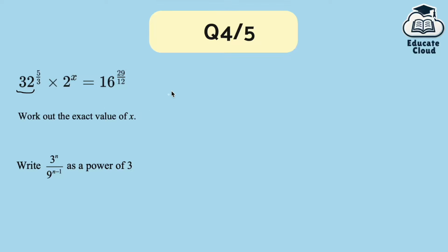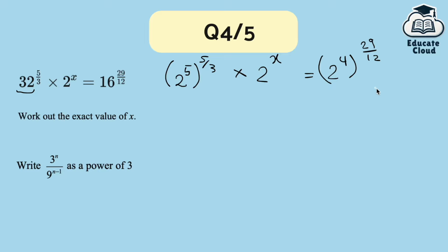So 32, that's going to be 2 to the power of 5. So 2 to the power of 5 is 32. I'm going to write all of these as powers of 2 basically. So 2 to the power of x, and that's going to be 2 to the power of 4 to the power of 29 over 12. Okay?